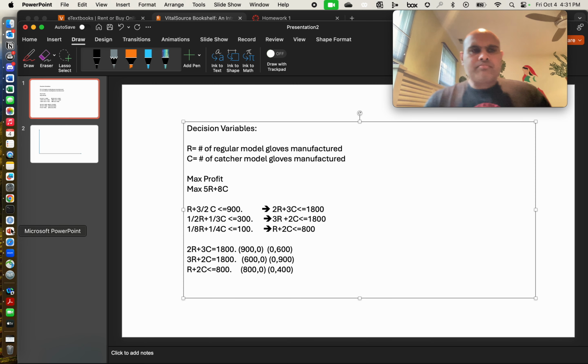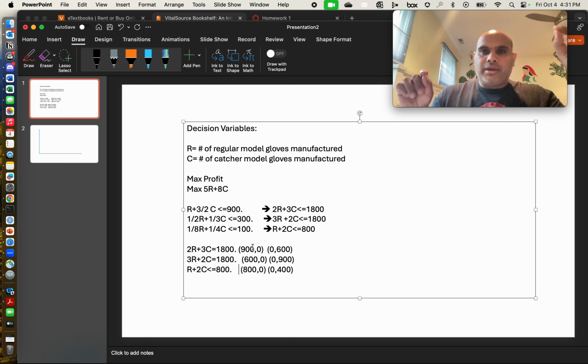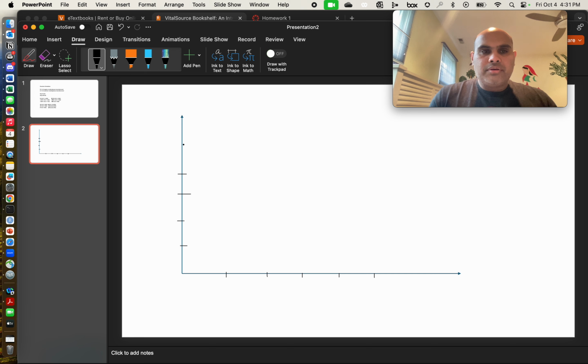All right, so let's plot this. The good thing about getting all the endpoints of the straight lines is that now I know that on the x-axis I have to mark a 600, an 800, and 900, and on the y-axis I have to mark a 400, 600, and 900. So I'm still going to make marks that are 200 apart: 200, 400, 600, 800, and 1000. Again, they're obviously not to scale.